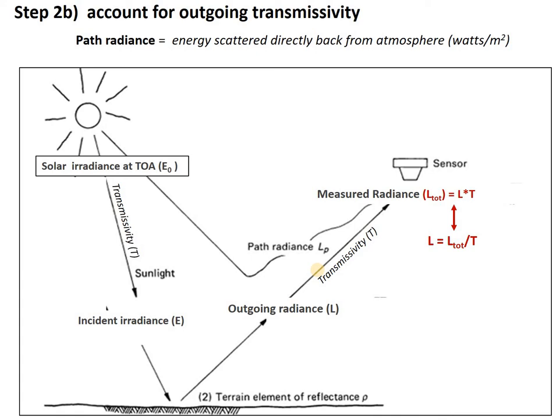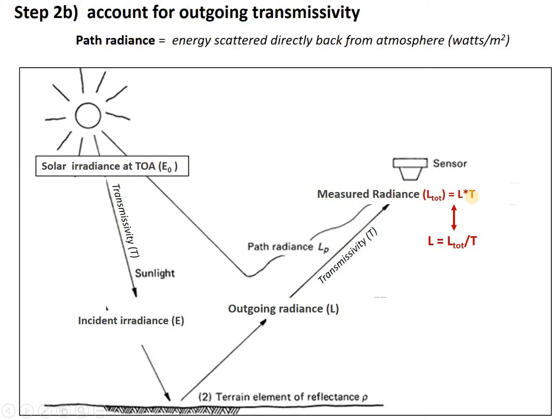Okay, congratulations. Next thing to do is to account now for outgoing transmissivity, right? This light has to go back through the atmosphere to get back to the satellite. So we're going to assume that transmissivity is the same, right? It's the same transmissivity that it came down. It also went back through in an instant. So it's the same deal. It's a fraction. And we can now express this by saying the measured radiance, L tot, is equal to L, whatever came off of the surface, the outgoing radiance, times that transmissivity T.